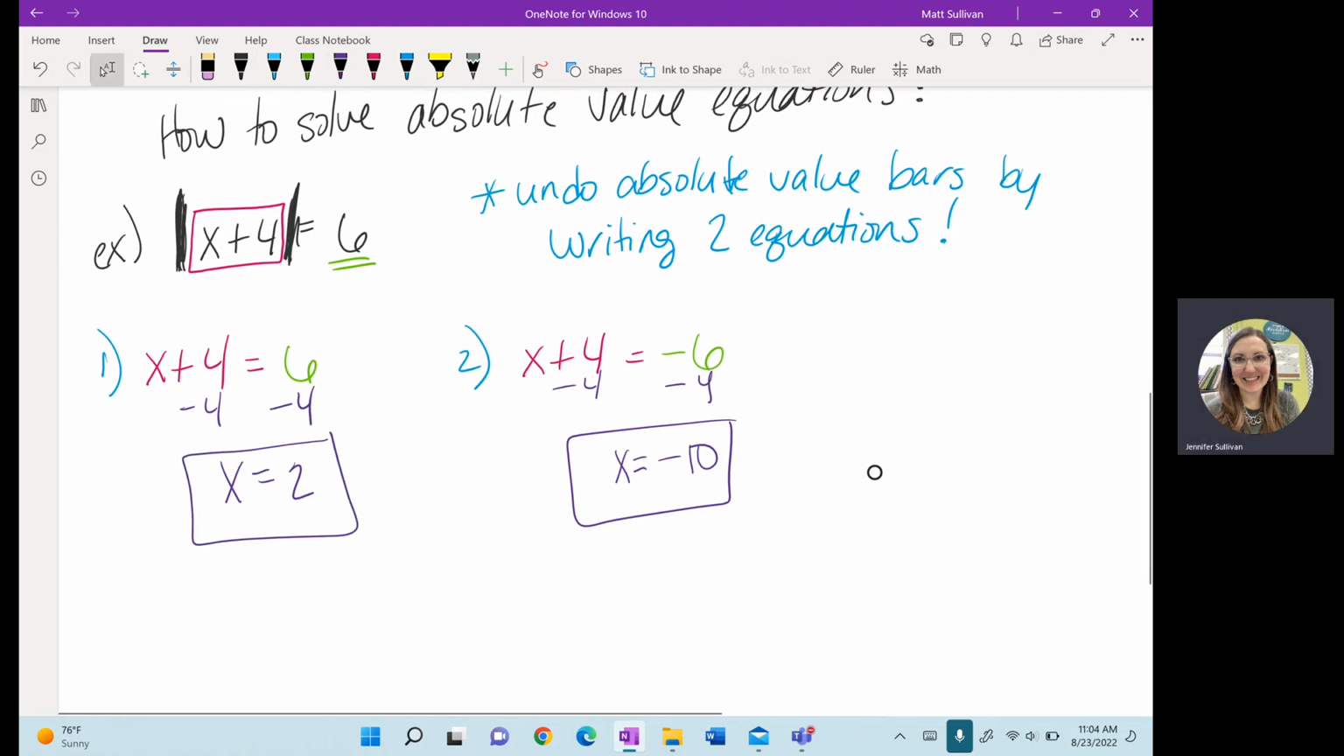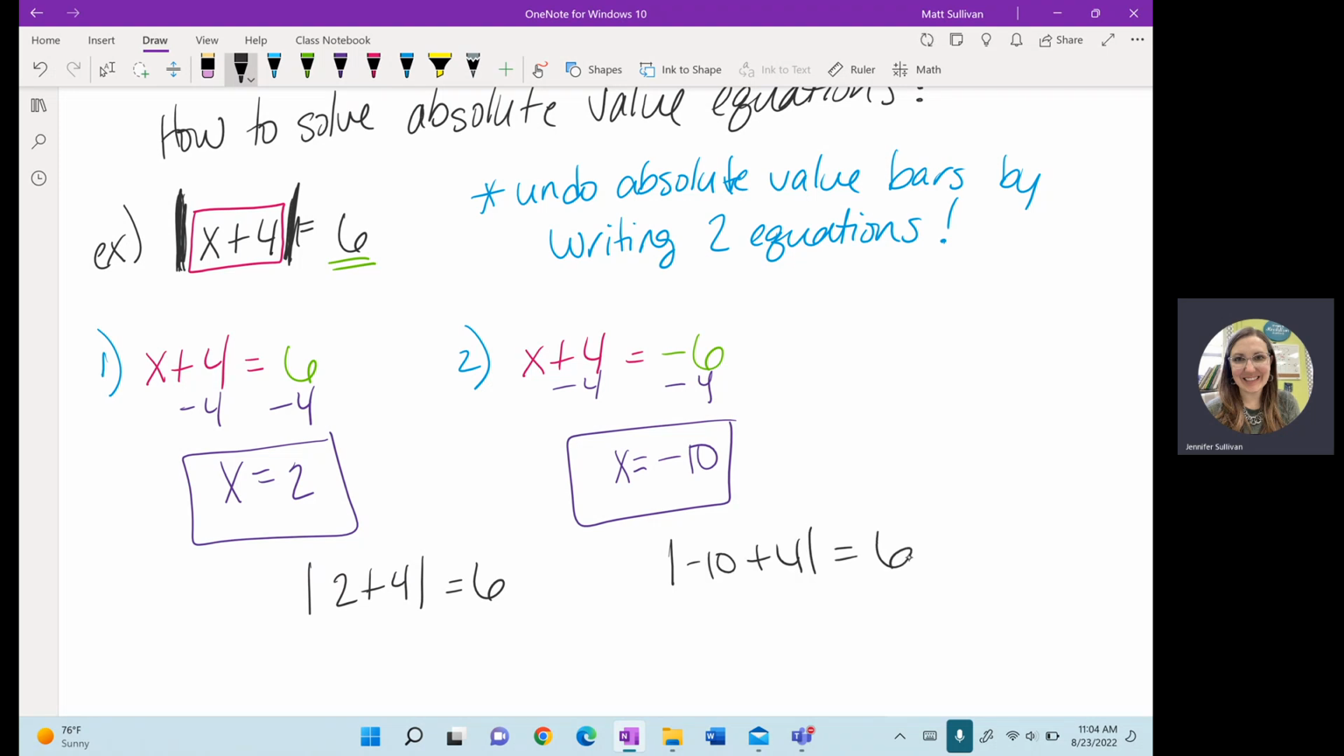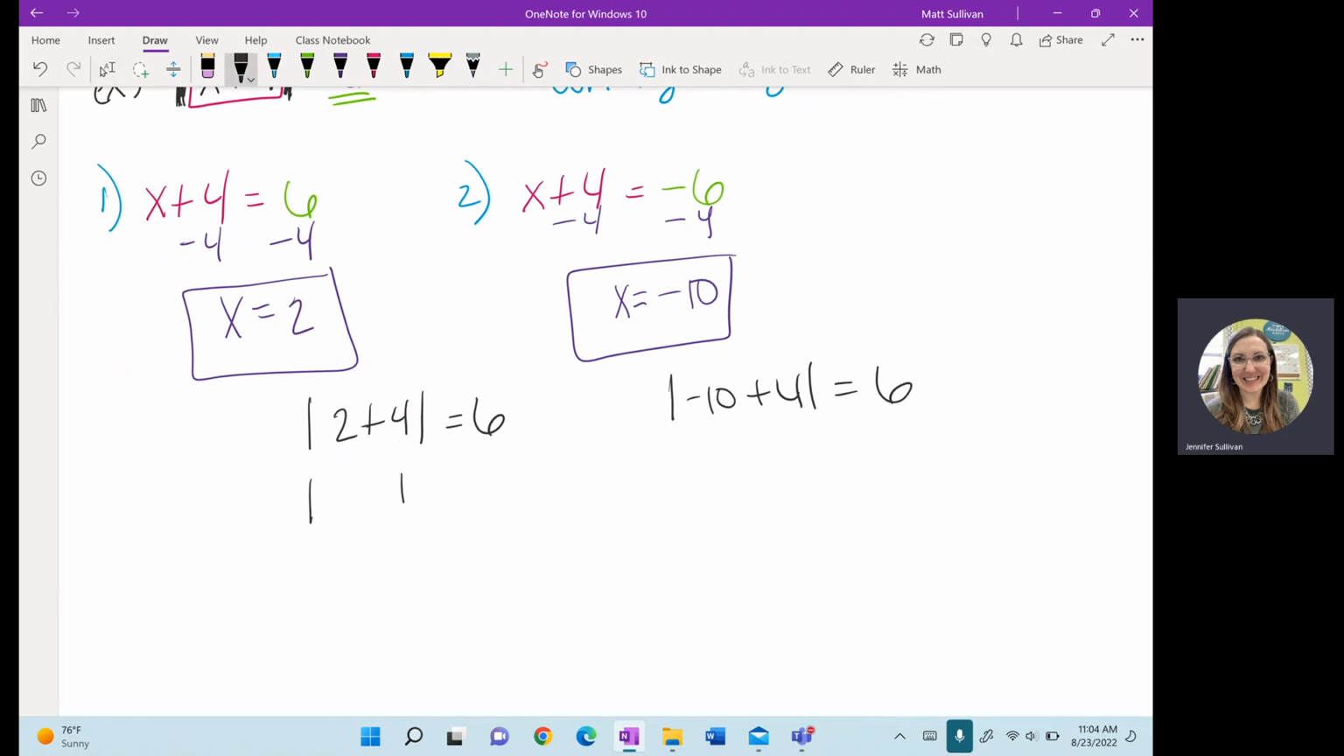And again, what that means is I should be able to take these two numbers, plug them in for x in the original equation. So the absolute value of x plus 4 equals 6. The absolute value of my new x plus 4 equals 6. And we say, okay, simplify on the inside. 2 plus 4 is 6. Is the absolute value of 6 equal to 6? Yes, it is.